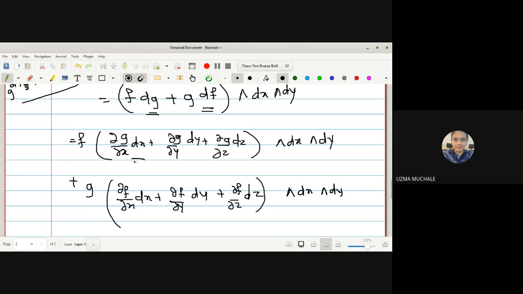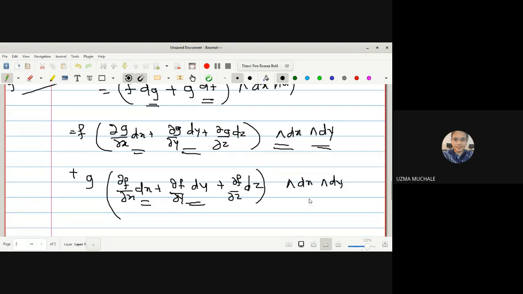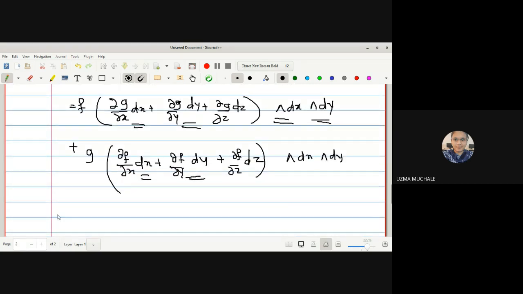Now how many terms will get cancelled? Here dx wedge dx, again dy wedge dy, here also dx and dy wedge product with dy will get cancelled. बरोबर आहेत ना जागे सगळे? Yes, ma'am. Okay, so what we remain in the first one, in the first equation, we remain with f dou g by dou z dz wedge product with dx wedge product with dy, right? Plus what we remain in the last one, again g dou f by dou z. Here we have dz wedge product with dx wedge product with dy.